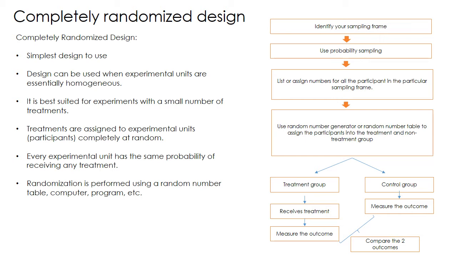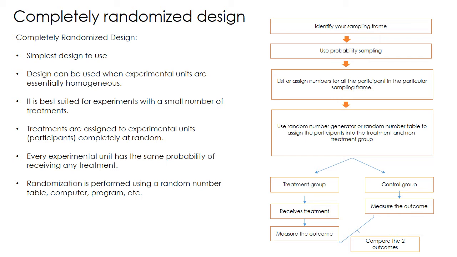Okay, and it is very well adapted in experiments with a small number of treatments. So it is very applicable when you have like 2 or 3 different types of treatments. It will not be applicable if you have like 10 different treatments and then you want to do a completely randomized design, because you need to have a large sample who are similar. Okay, because initially we said we want to have similar samples.